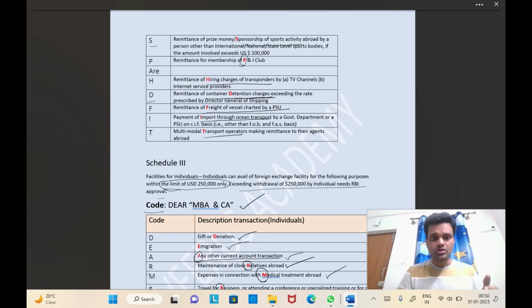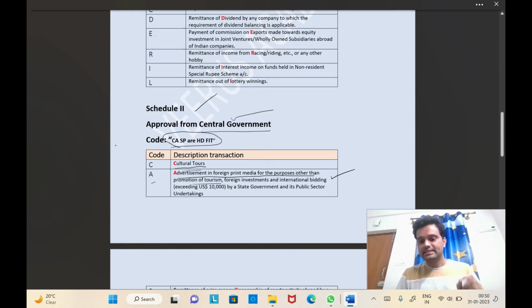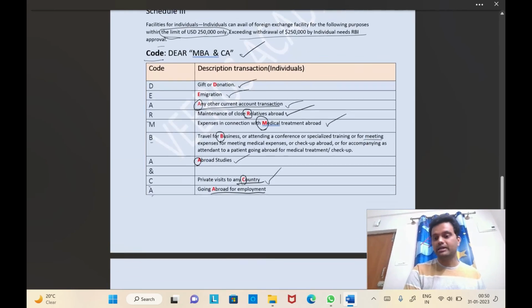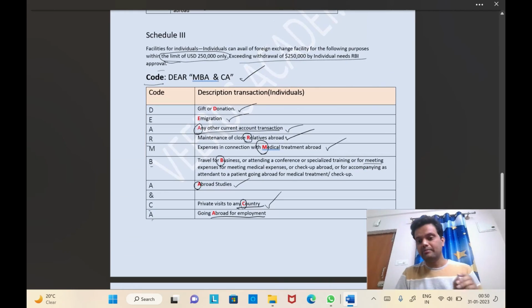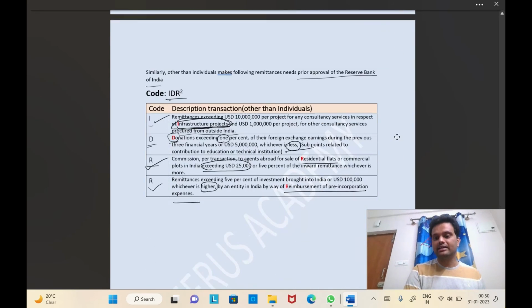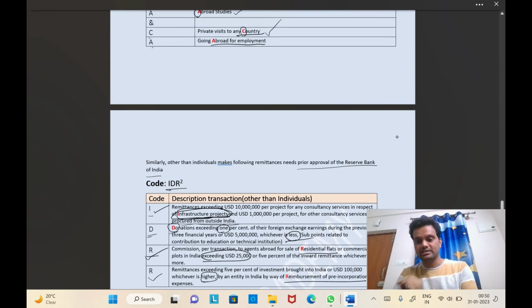First, code related to central government, CASP or HDFIT. And for RBI, for individuals, Dear MBA and CA, and for other than individuals, IDR square.